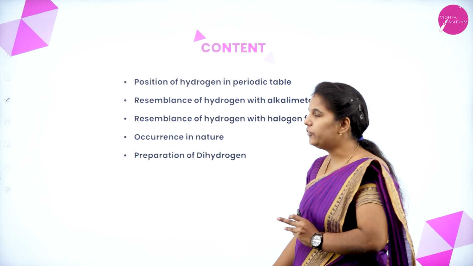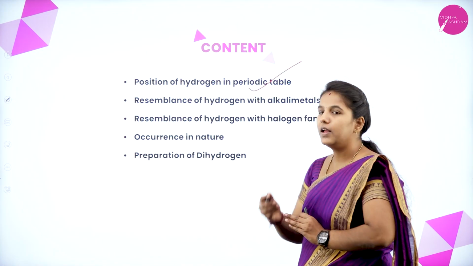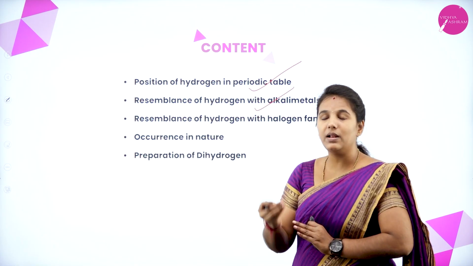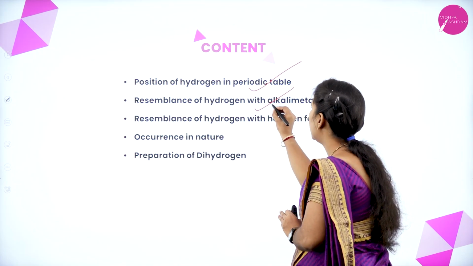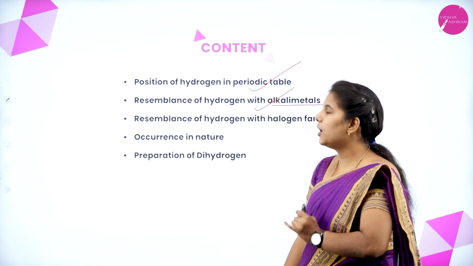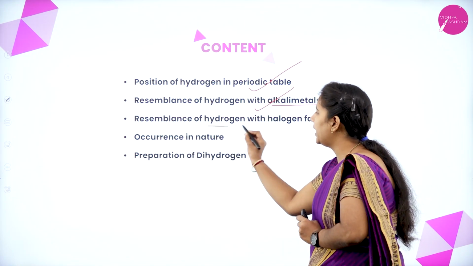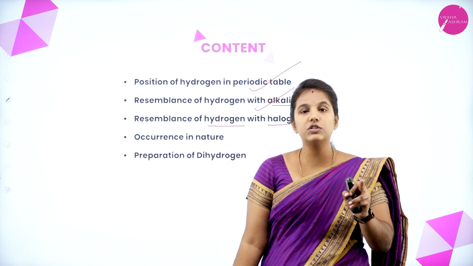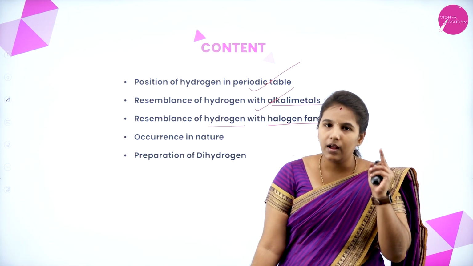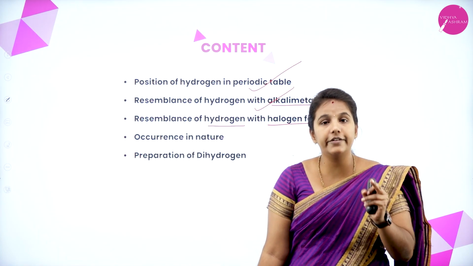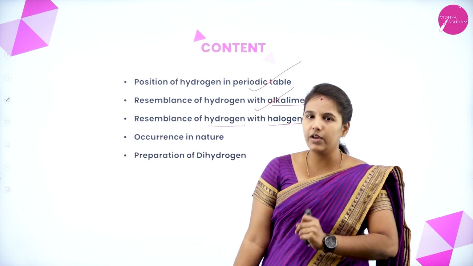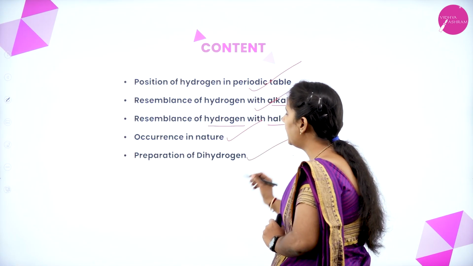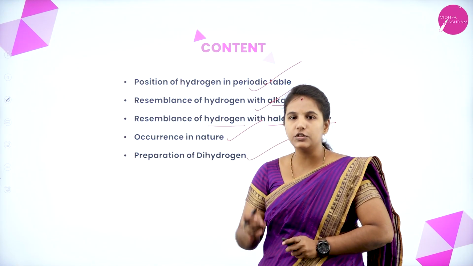In this session, we are going to understand the position of hydrogen in the periodic table. We are going to understand the resemblance of hydrogen with alkali metals and the resemblance of hydrogen with the halogen family. How does hydrogen resemble the alkali metals, and how does it also resemble the halogens, we are going to understand. We will also understand the occurrence in nature and the preparation of dihydrogen.